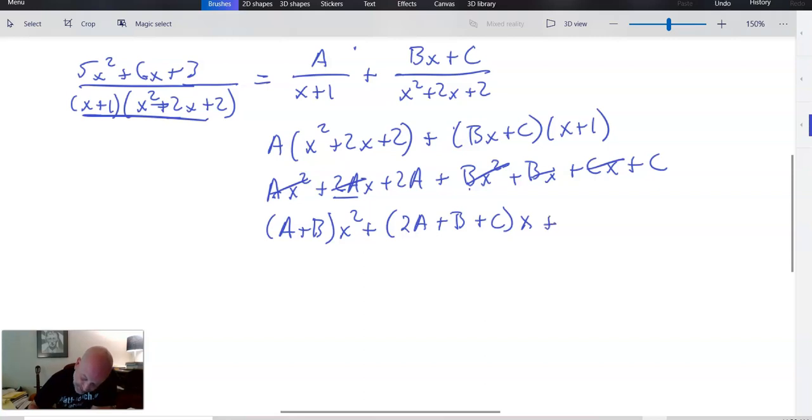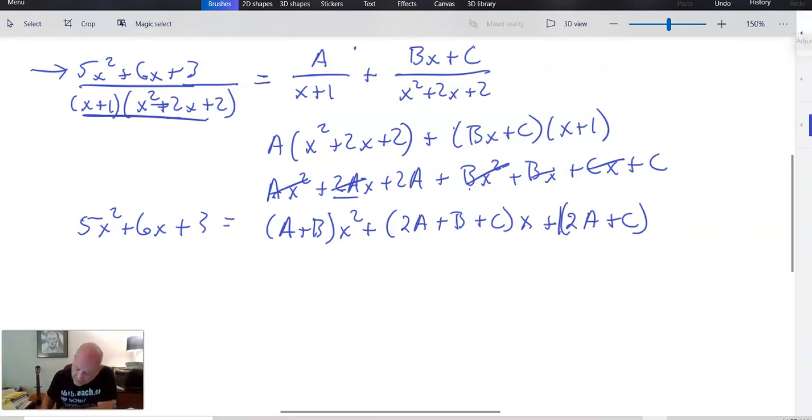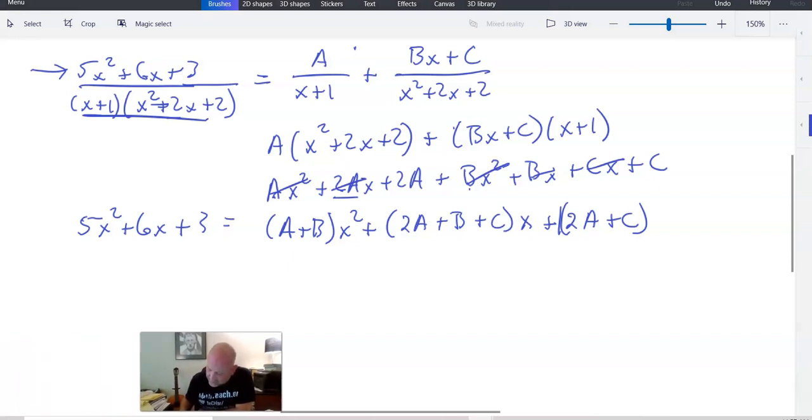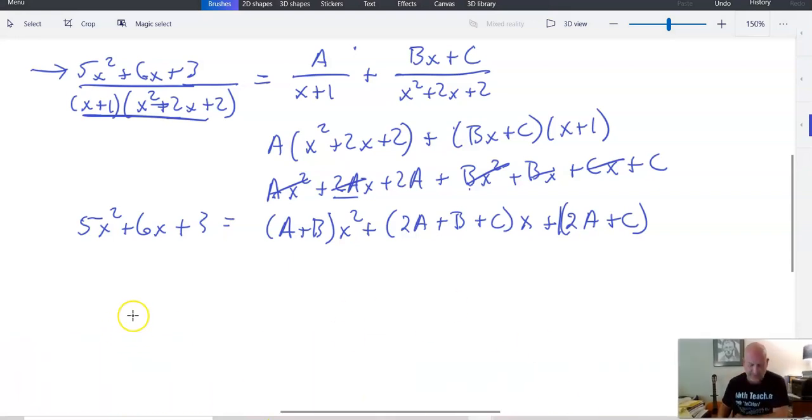And then the last thing would be 2a plus c, and those don't have a variable, so they are their own thing there. And that's going to be equal to this numerator, 5x squared plus 6x plus 3. Right, so now we need to get a hold of our system. I'm going to move to the other side here again and see if we can make some room. So we know that a plus b is equal to 5.